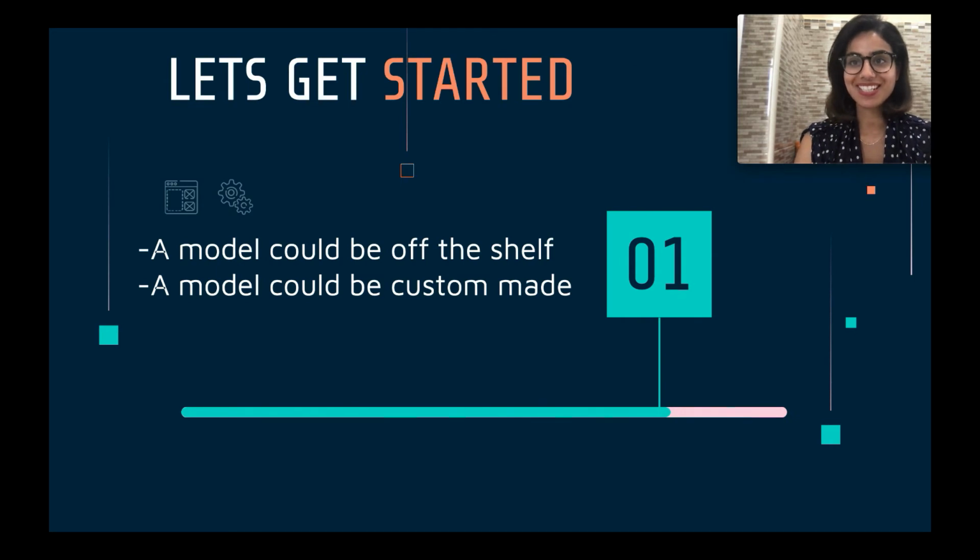So let's get started. A model can be of 2 types. It could be off the shelf or custom made. In my team, we've got a custom made model. Depending on what you use, you should have processes around testing for it. Also, you should consider how often you're going to train your model. What I mean by training is you input data, you run it, and you observe the results and see if they're good or not.